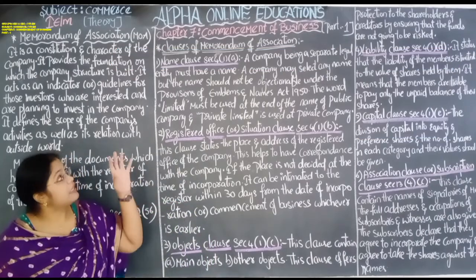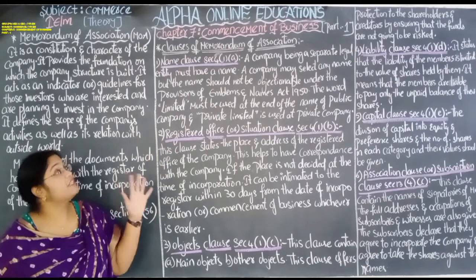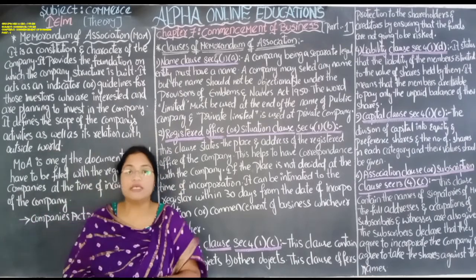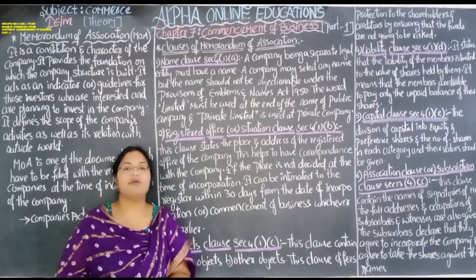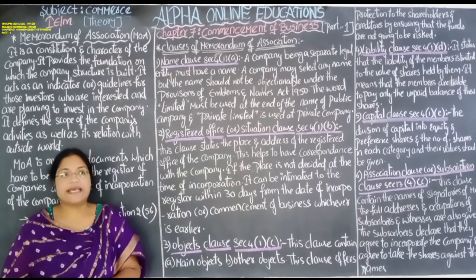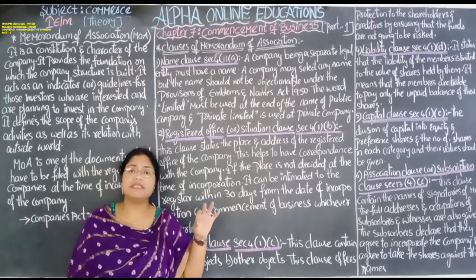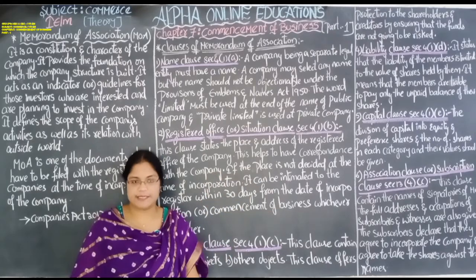Commerce Theory part for the first year's English medium, and the chapter that we are dealing with, that is the 7th chapter, Commencement of Business. So, what's the meaning of commencement of business? Commencement of business means in order to start the business.